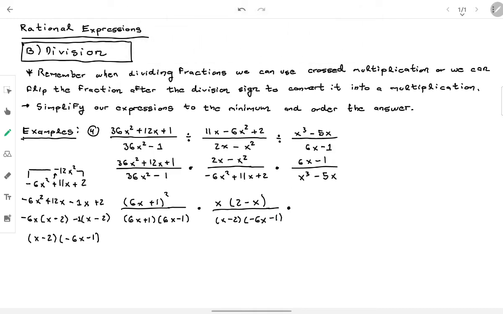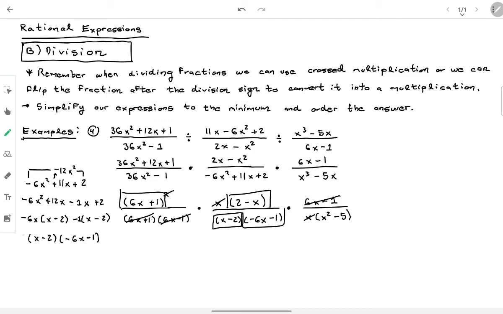And in the other one, it's going to be 6x minus 1. And on the bottom, it's going to be x that multiplies x squared minus 5. So what happens here? We can start eliminating those that are exactly the same. So this x with this x, this 6x minus 1 with this 6x minus 1. What will happen next? We have a 6x plus 1 with the squared. But if we check out this one and this one, it's almost the same.